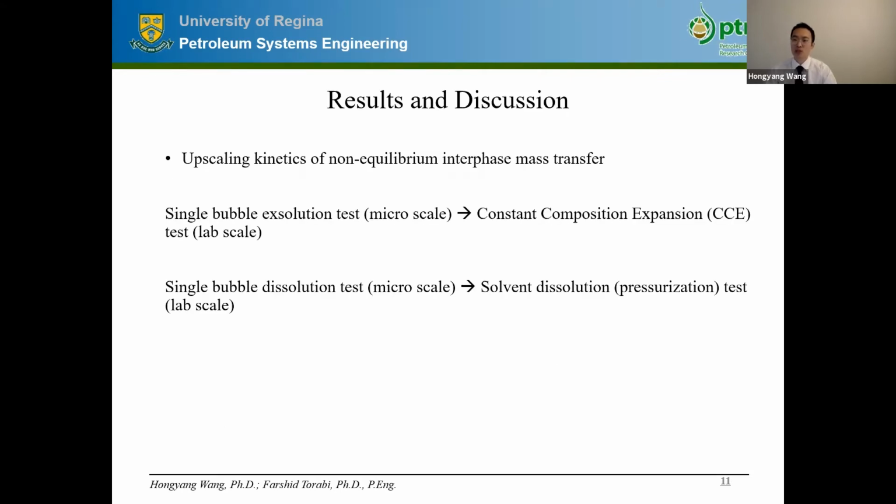And resultant discussion. Our main target, as we said, is to upscale the kinetics of non-equilibrium interface mass transfer into a lab scale or even a field scale. So here is the direction. First is the single bubble exsolution tests at a micro scale compared with the CCE test in a lab scale, as well as single bubble dissolution tests compared with solvent dissolution tests in the lab scale to see their relationship.